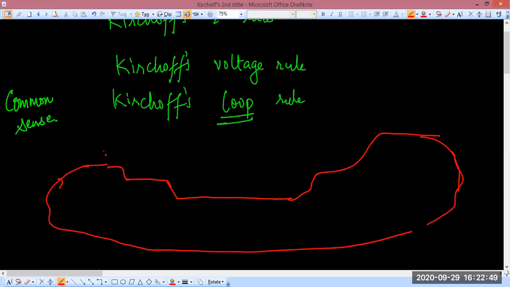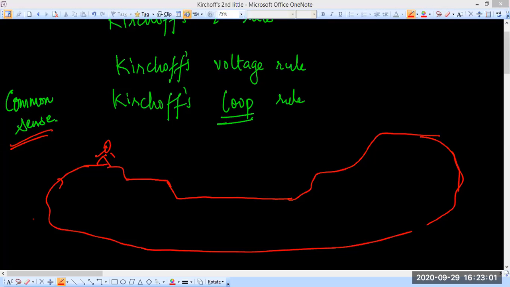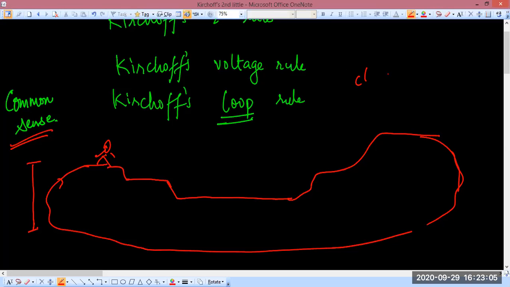Anyways, let's talk about what's the common sense thing. Suppose you would start from here, right? Okay, loop means closed path. Everyone, I hope all of you remember closed path.